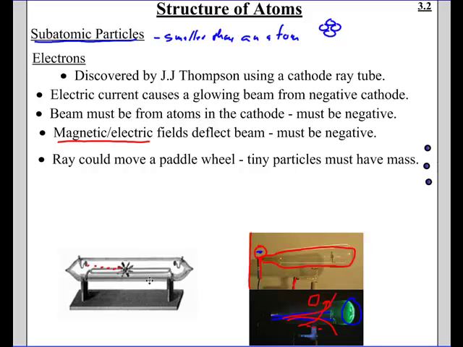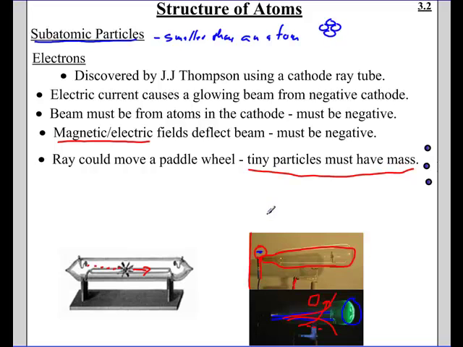And what happened when that paddle wheel was placed in the beam is the paddle wheel moved. Now, the only way that the paddle wheel could move is if it was hit by something, kind of like throwing little balls at it. And so the fact that the beam moved the paddle wheel gave them another very important piece of information, and that is that these tiny particles must weigh something. They must have mass.